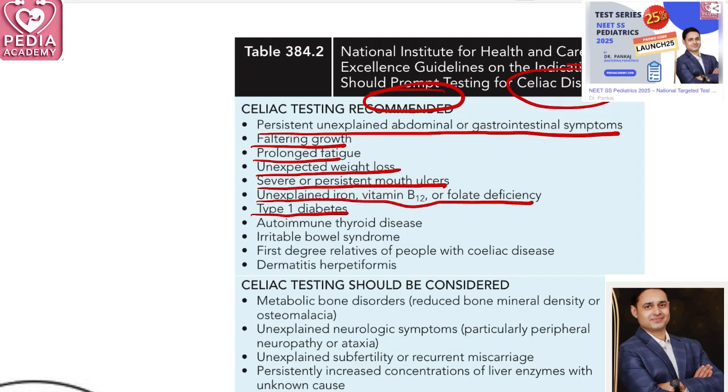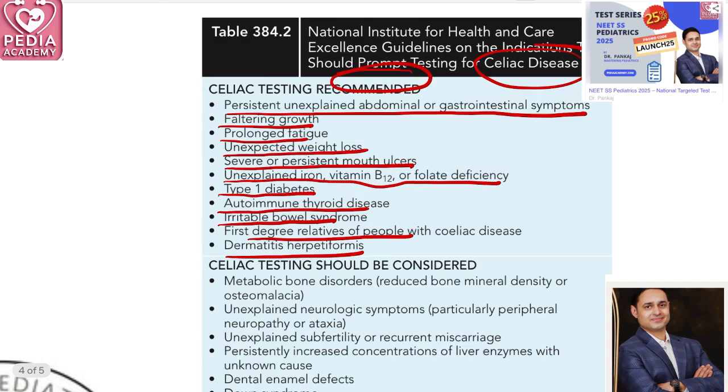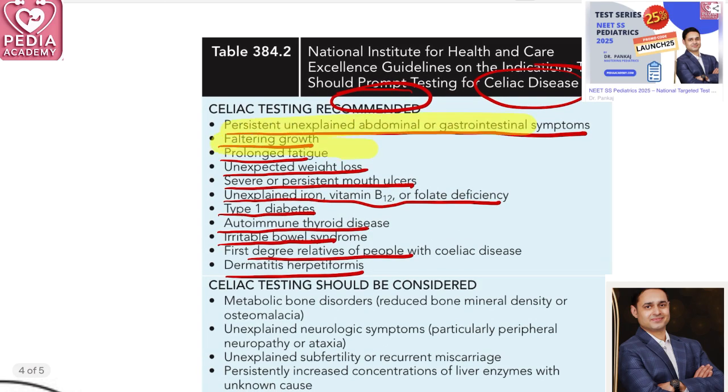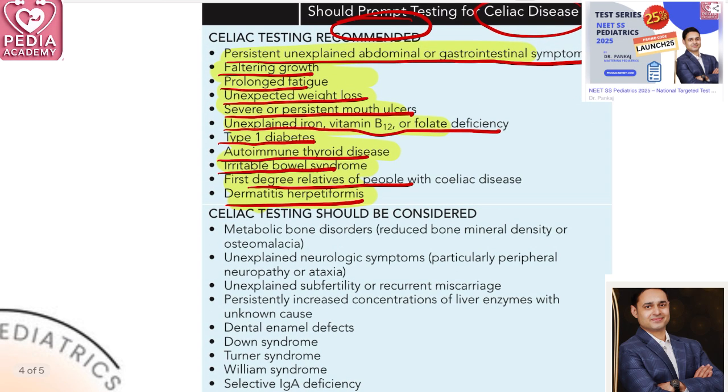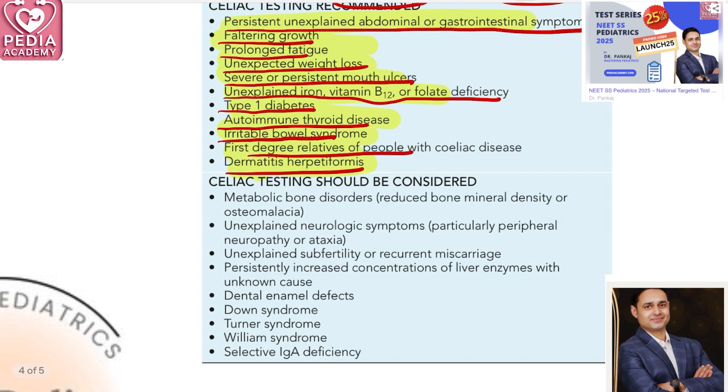Type 1 diabetes mellitus, autoimmune thyroid disease, irritable bowel syndrome, first degree relative of celiac disease, and dermatitis herpetiformis. Just remember everything in this, because this is very much important. In these conditions, you have to screen. There is also a list of conditions where celiac disease should not be considered. Just remember, this is also important.